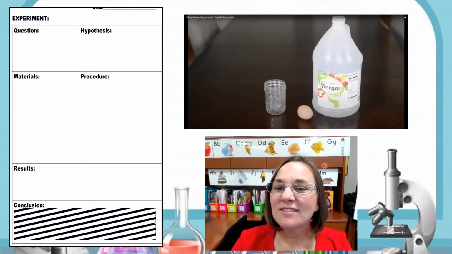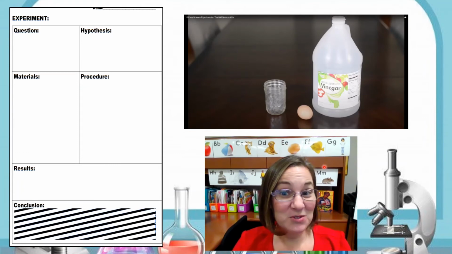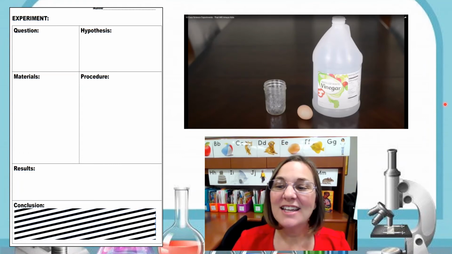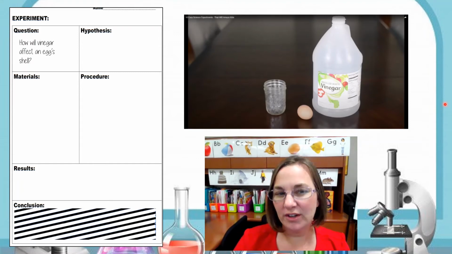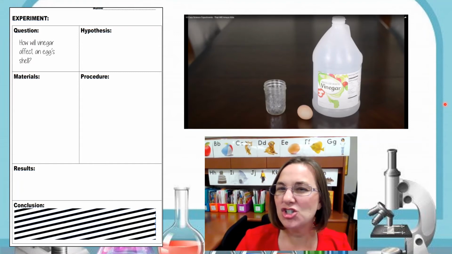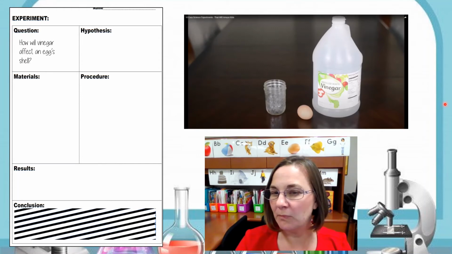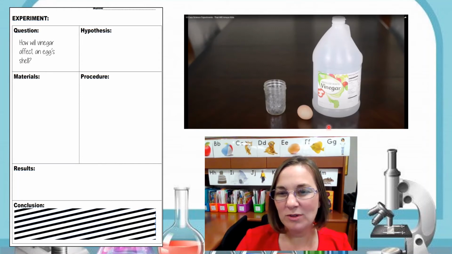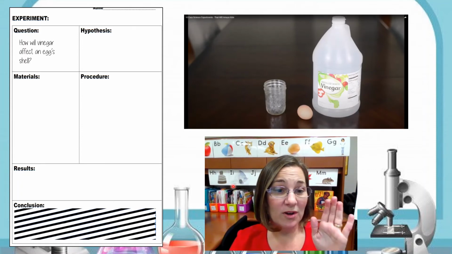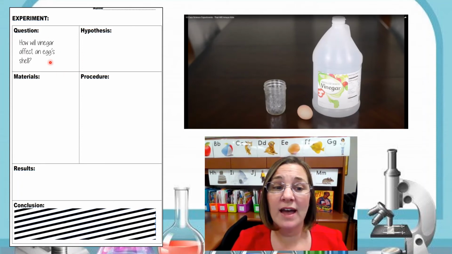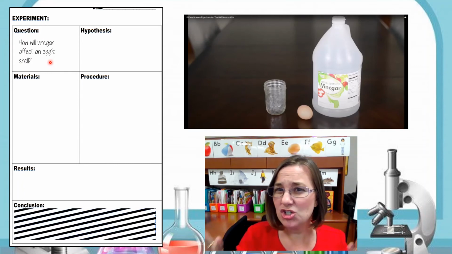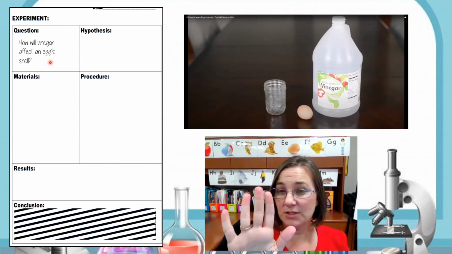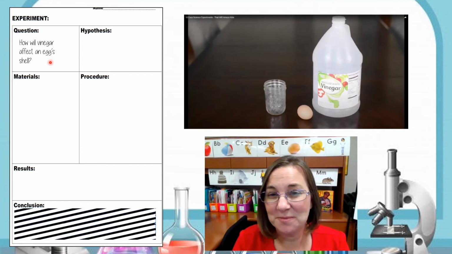All right, we're going to try out an experiment using an egg and some vinegar. Here's the question that we're going to be investigating. How will vinegar affect an egg's shell? I wonder if vinegar will do anything to this egg. I want you to pause this recording and in your question box write that question. How will vinegar affect an egg's shell? Pause the recording and write the question.